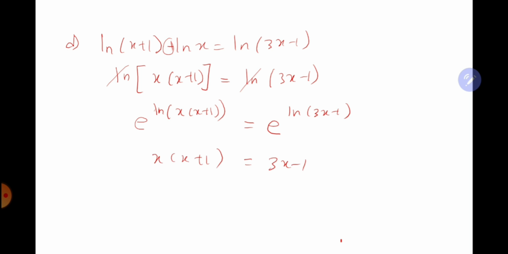Okay, so yang ni you expand, you akan dapat x squared minus 2x, okay, plus 1 equals to 0. So you can factorize as x minus 1 squared equals to 0. So your answer will be 1. So check balik, so ln 1 plus 1 is ln 2, plus ln 1 equals to ln 3 minus 1, ln 2. Sama. So x equals to 1 is the solution.